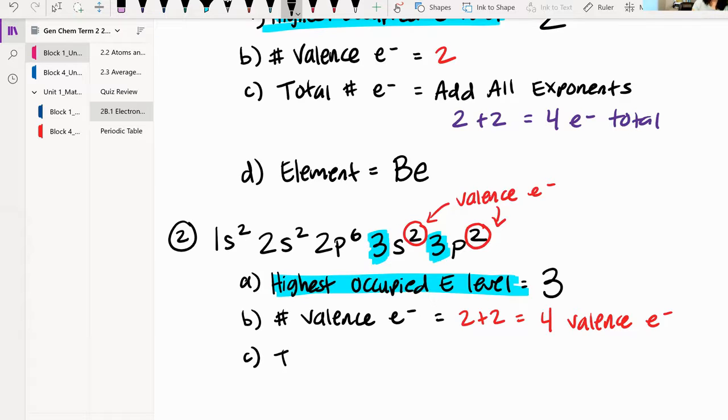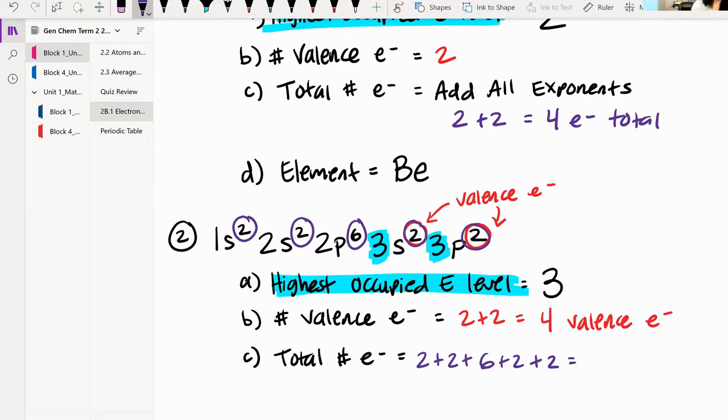Question C, total number of electrons. All the electrons in the atom, valence and the other ones. So that means I add all the exponents together. So I'll just start here from the beginning. We're going to add 2 plus 2 plus 6 plus 2 and then plus 2. Okay, so 2 plus 2 plus 6 plus 2 plus 2 equals our total number of electrons. And I get 14 electrons total.